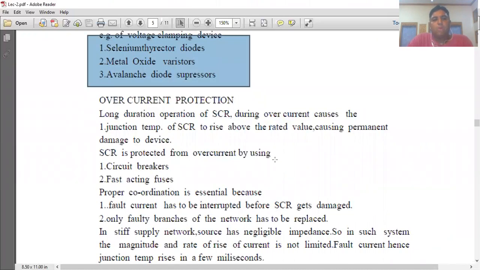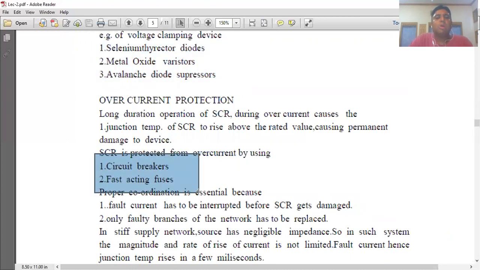Achha. Over current protection, what is over current protection? Just like over voltage protection, a thyristor has to be saved from excess current passing through its two terminals. So long duration operation of SCR during over current causes the junction temperature of SCR to rise above the rated value, causing permanent damage to the device. SCR is protected from overcurrent using circuit breakers and fast acting fuses.